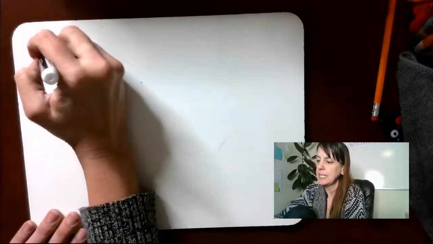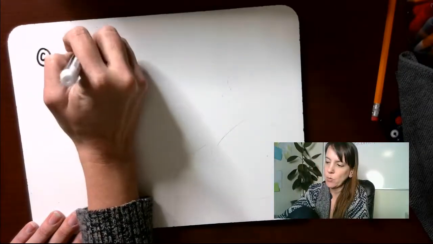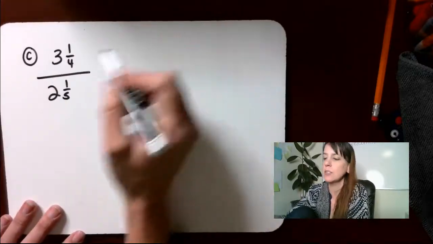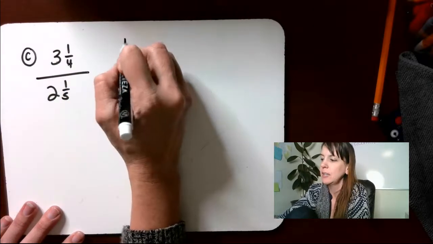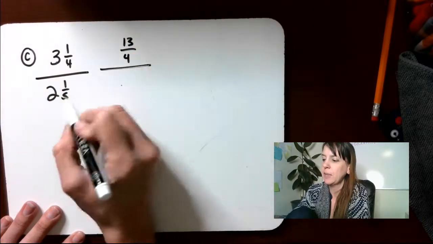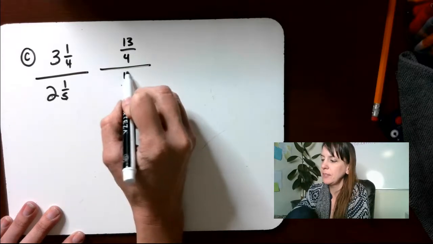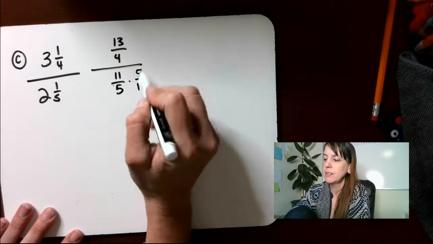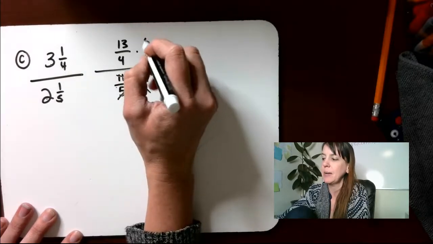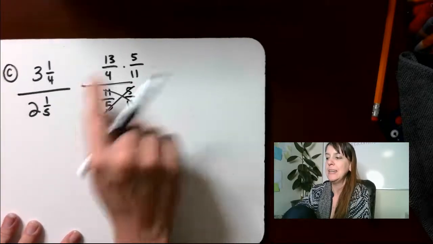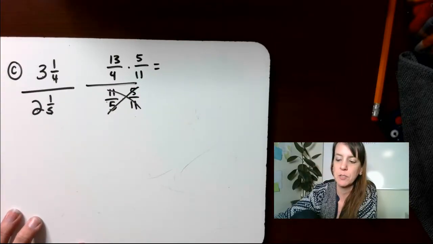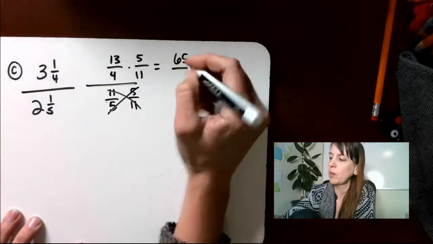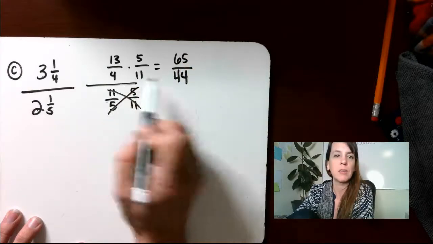All right, so for C, we have 3 1/4 divided by 2 1/5. First things first, let's fix that. So this times this is 12 plus 1 is 13 over 4 divided by this times this is 10 plus 1 more is 11 over 5. Multiplied by the reciprocal, 5 over 11. What I do on the bottom, got to do on the top, 5 over 11. Nothing can be canceled out on either the top and bottom there. So we have 13 times 5 gives me 65 over 44, because 4 times 11 will give us 44.